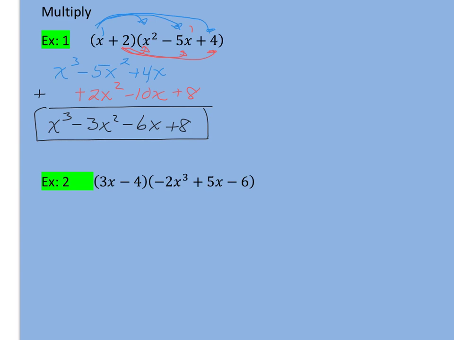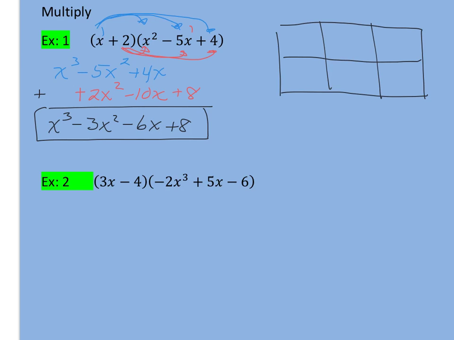The setup for the Punnett square. Since you have a 2 by 3, your Punnett square would need to be 2 by 3. So here's your 2, and here would be your 3. So you would put your x plus 2 here, and then you would put your x squared minus 5x, and then your plus 4 here. And then just multiply where the boxes intersect.